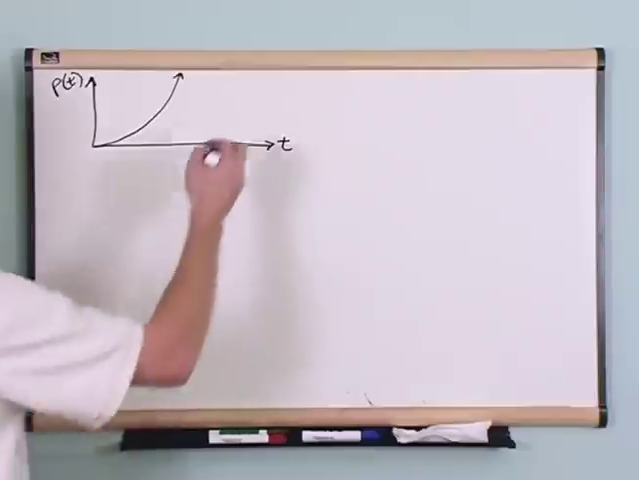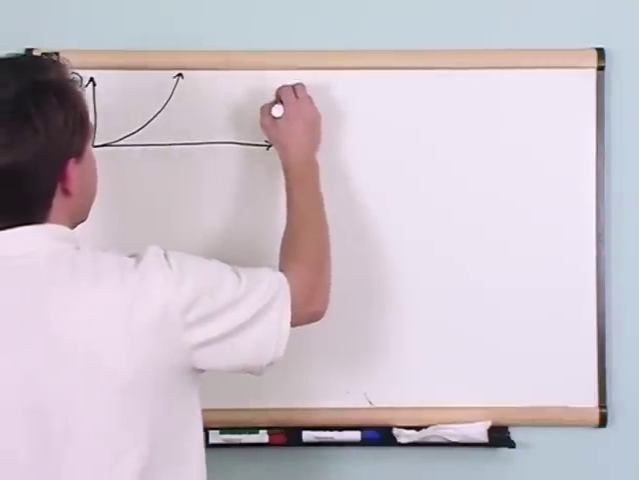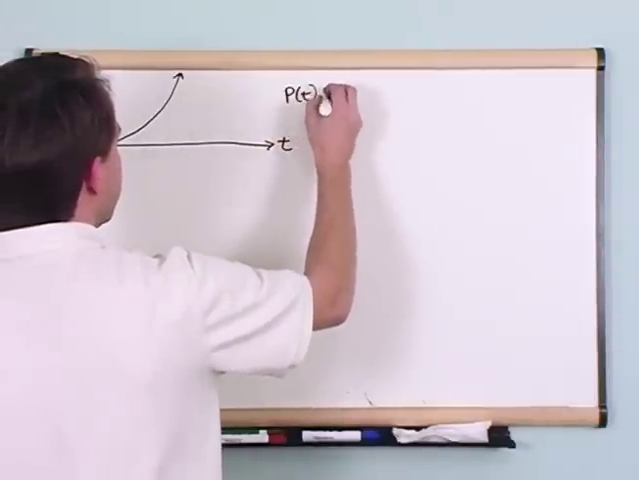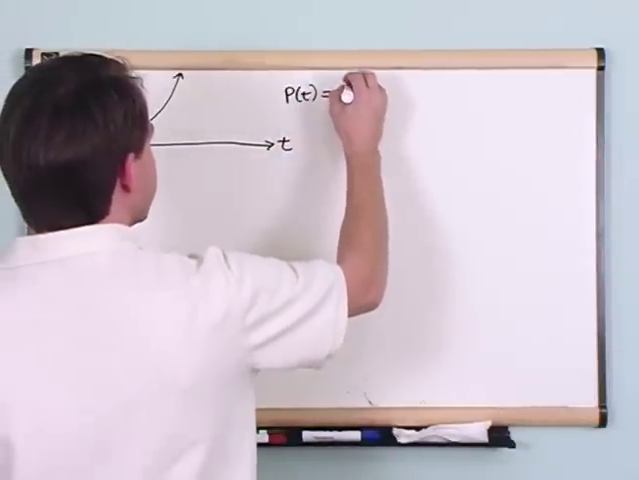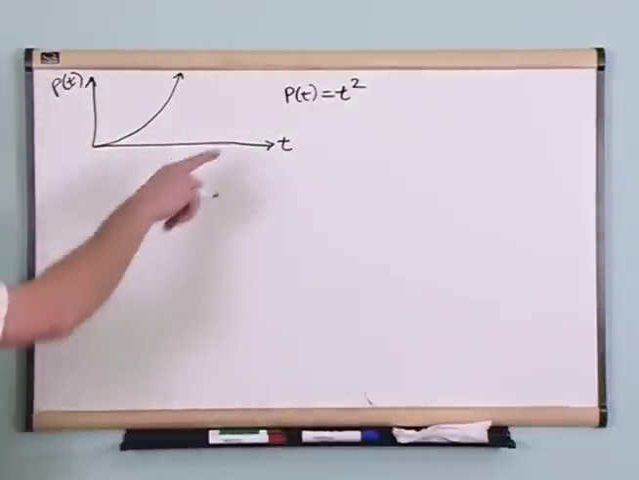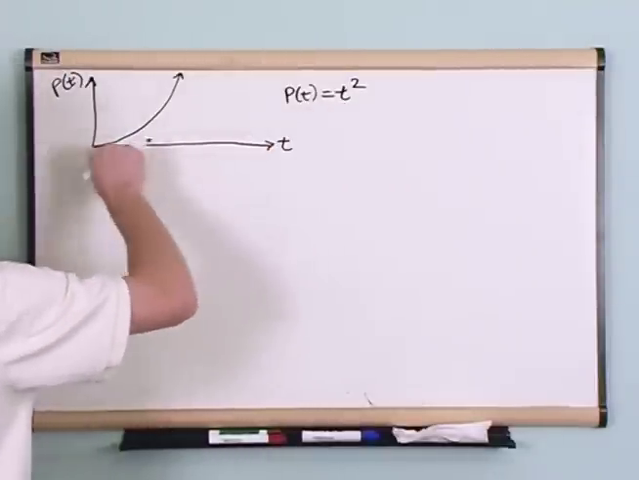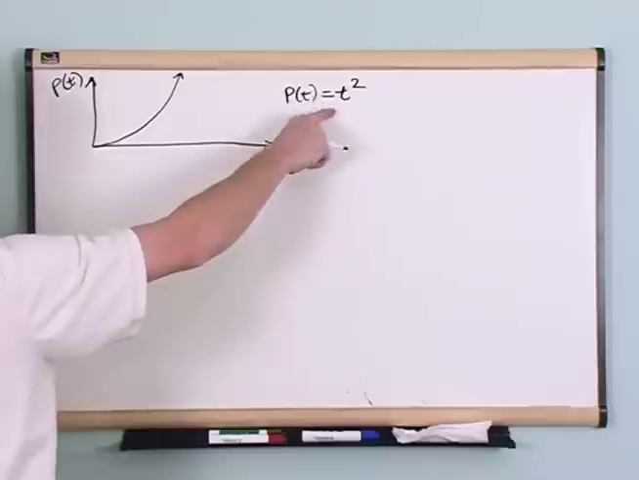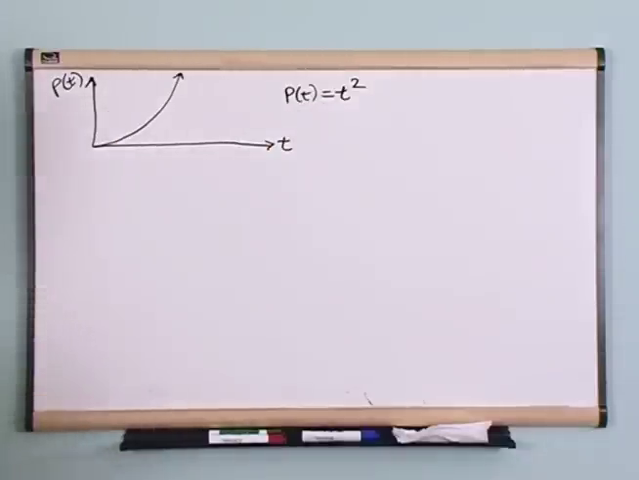So for this particular example, I'm going to say P of t equals t squared. Okay, remember the equation of a parabola kind of looks like this, a curve like this. So I'm just going to say that this position function is a parabola, which is given by this equation here.